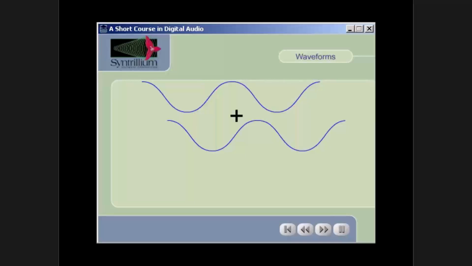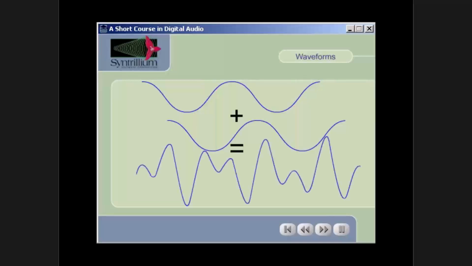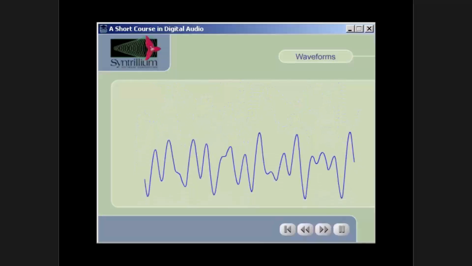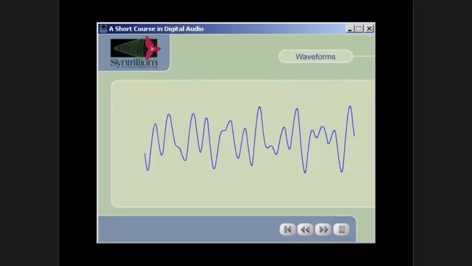Two simple waves can make a complex wave file like this. Continuing to add waves will make a more and more complicated waveform. When you see music, voice, noise, or other complicated sound represented by a waveform, you are actually seeing the result of adding all the waves from each instrument together.